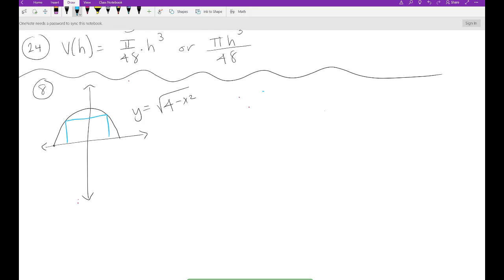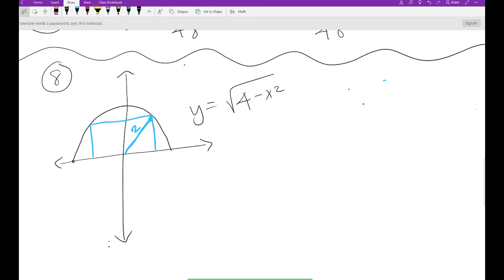All right, here we go, guys. Radius is 2, which is this one. How do we know that? Because they give you a half. By the way, do we recognize that y equals square root of 4 minus x squared? It's an upside down half circle. Yes. Okay, beautiful.